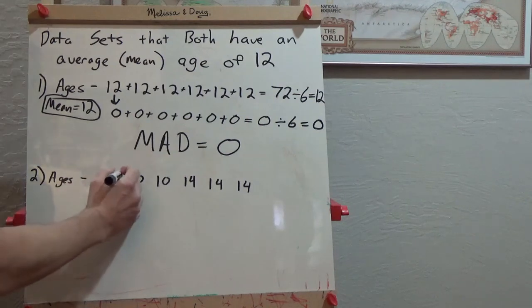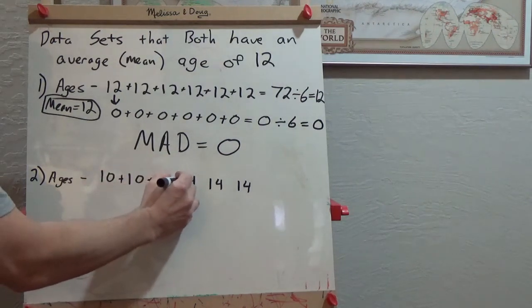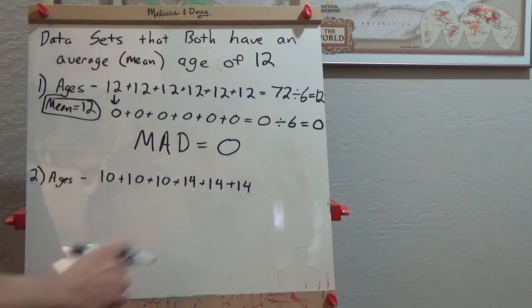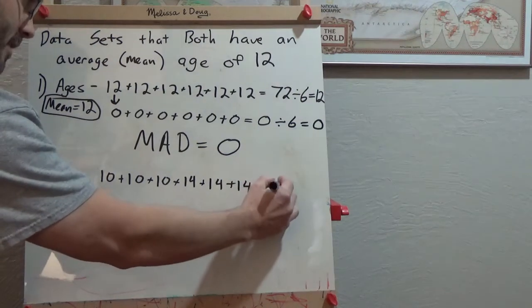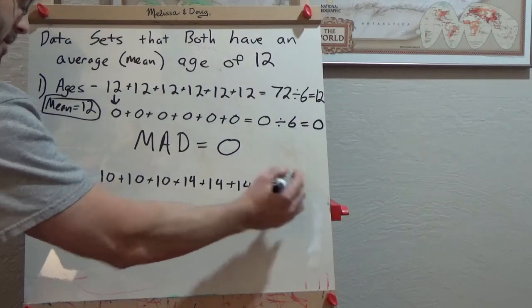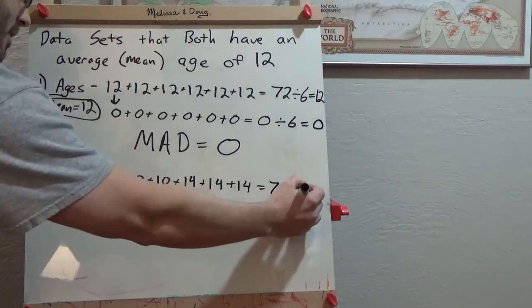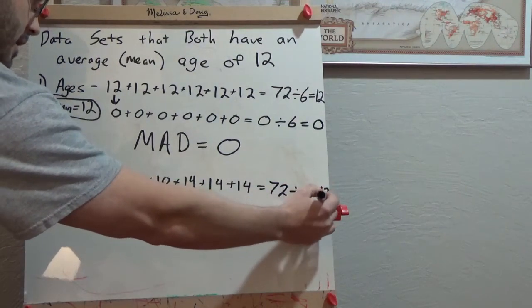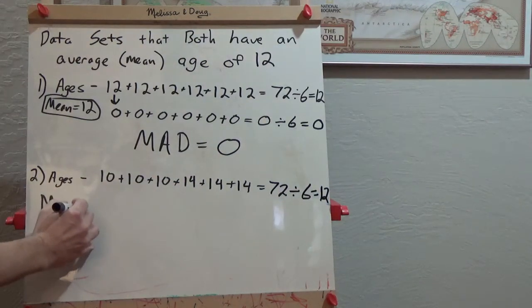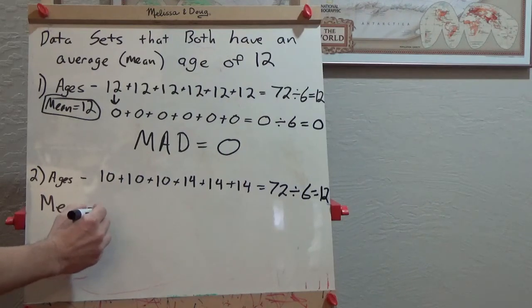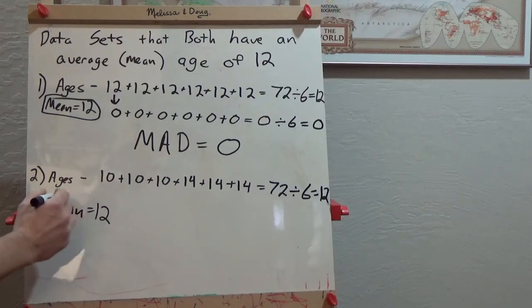Again, first step, we calculate the mean. So you're going to add each of these values together. So you end up with the 14s added together plus the 10s added together, and you're going to get 72. And you would divide that by 6 just like we did before, and you're again going to get 12. So our average, which is the first step in calculating the mean absolute deviation, is once again going to be 12.